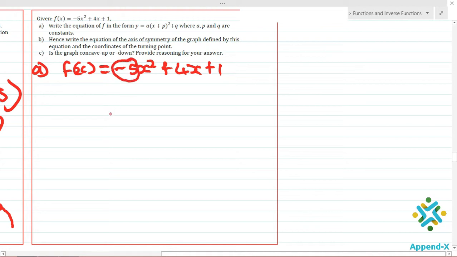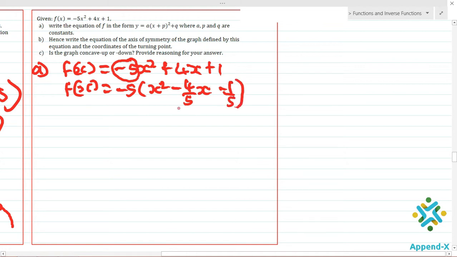Now, before we can complete the square, we are going to manipulate the equation so that the coefficient of x squared becomes a positive 1. Okay. Now to do this, we will factor out a negative 5 on the right hand side of the equation, so that f of x becomes negative 5 open bracket x squared minus 4 over 5 x minus 1 over 5. Okay. Now we can complete the square for the expression in the brackets.